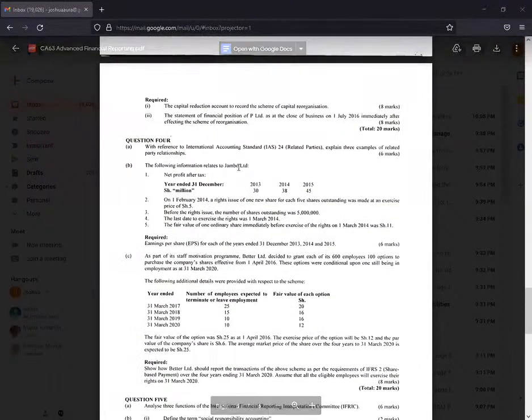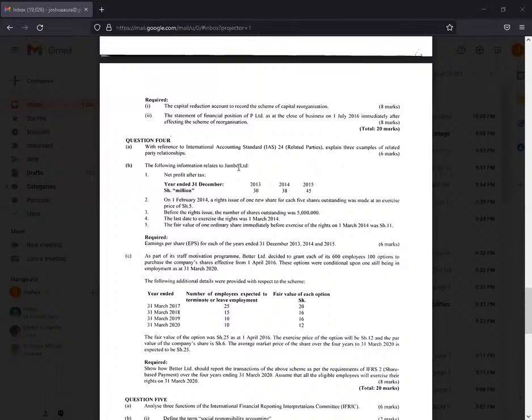November 2016 question number 4. And as you open up your question, remember these guys will keep on surprising you with a lot of theory questions. Like now, you explain 3 examples of related party transactions, relationships.